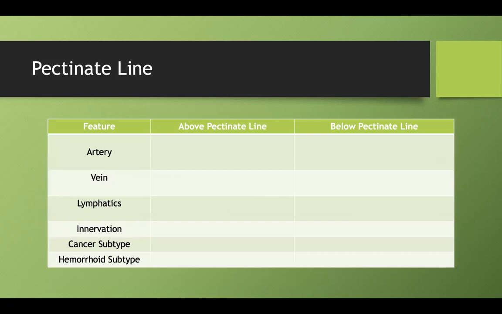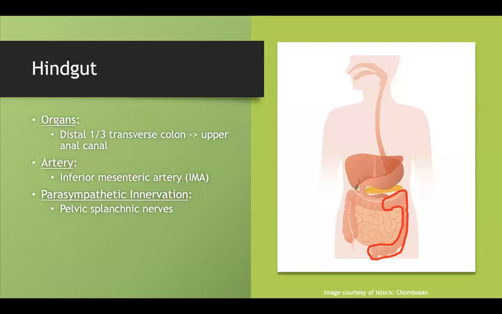So let's break this down in a chart. When we talk about the artery that's going to supply the region above the pectinate line, it's going to be the superior rectal artery, which is a branch off of the inferior mesenteric artery. Now, the inferior mesenteric artery should not surprise you, because remember when we were talking about the foregut, midgut, and hindgut, whenever we talk about the hindgut, the artery supplied was always the inferior mesenteric artery, and this is no exception.